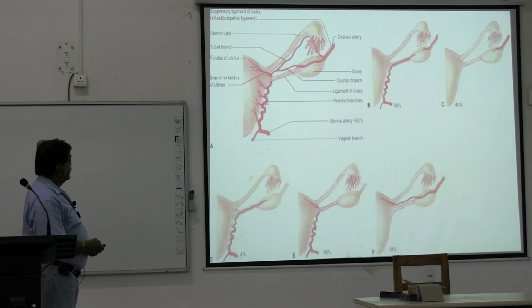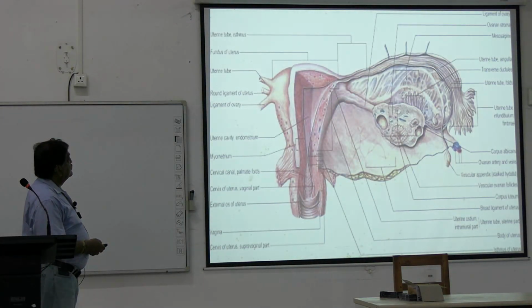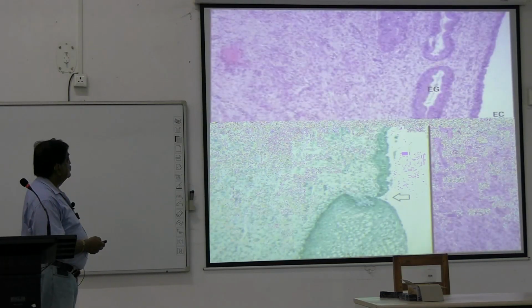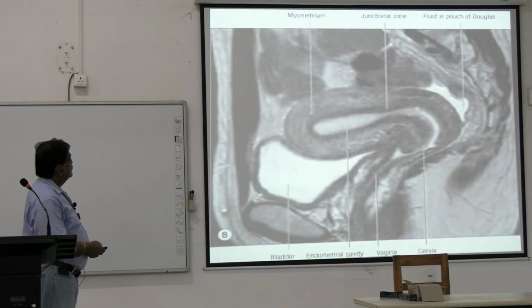Now you can see the blood supply of the ovary. The laparoscopic view of the pelvis. This is a section of the uterus shown on the left. This is endometrial, microscopic. There is an MRI image.